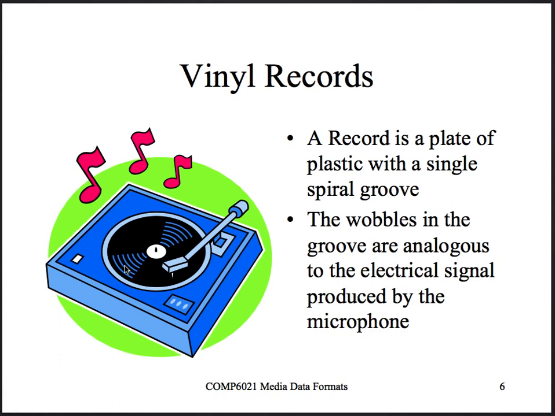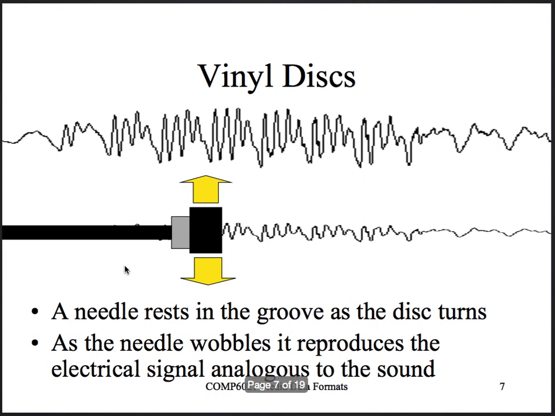Presumably there's only one groove. So it's just a spiral. It's not concentric circles, it's one spiral. And you start at the outside and move towards the middle. So if you look at it really, really close, basically the needle moving left to right can give you a representation of the sound.